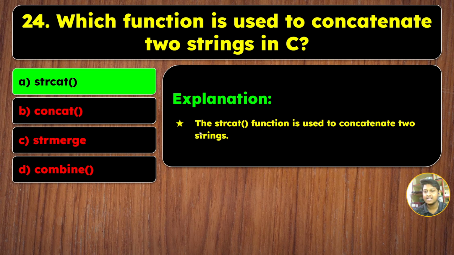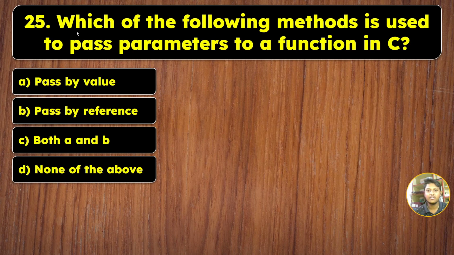As you can see, the strcat function is used to concatenate two strings. So in order to concatenate two strings, you have to use the strcat function in C language. Our next question is, which of the following methods is used to pass parameters to a function in C? Pass by value, pass by reference, both A and B, or none of the above. Its correct answer will be both A and B.